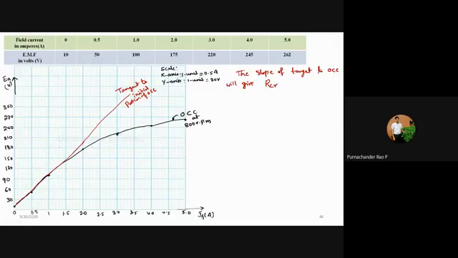So I will take the 2 points here. So at 210 I will consider this.